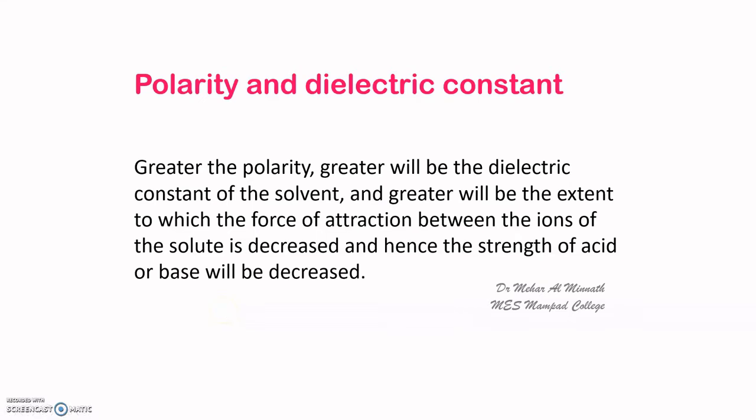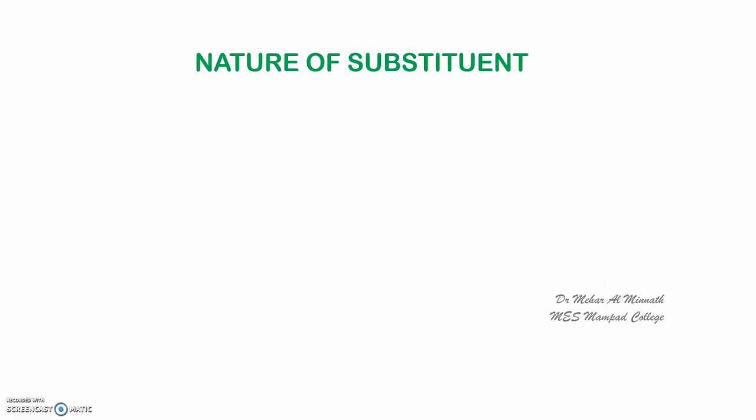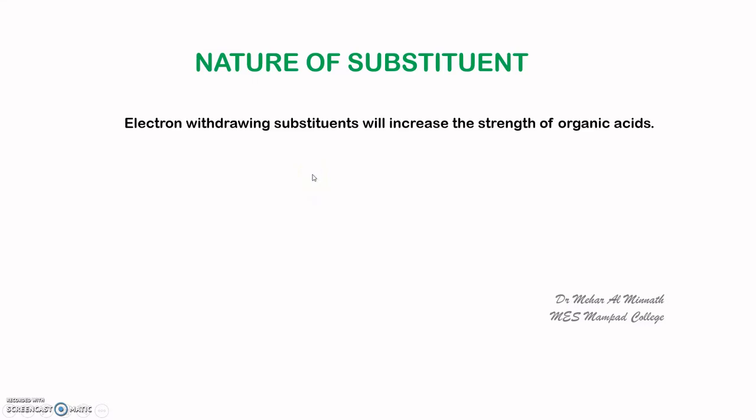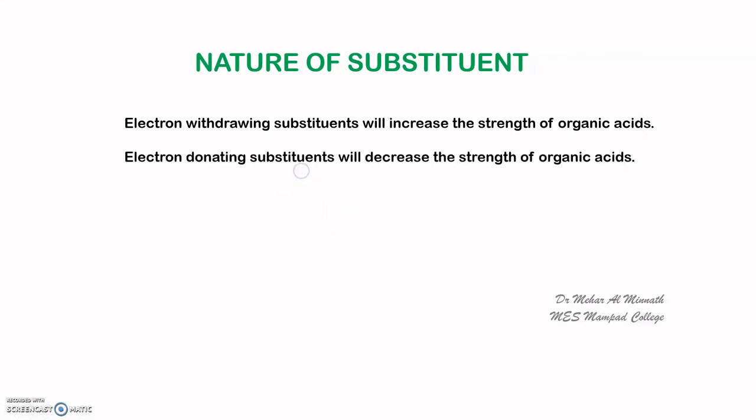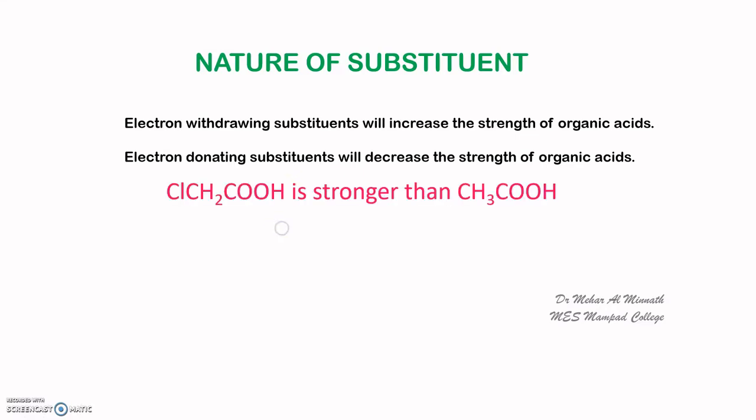So in polar solvent or solvent having high dielectric constant, the strength of the acid and base will be decreased. The next factor which decides the strength of the acid and base is the nature of the substituent. This is particularly for organic acids and bases. Now, the electron withdrawing or donating nature of the substituent decides the strength of acid and base. For example, in the case of organic acids, presence of an electron withdrawing substituent will increase the strength of the acid, and presence of an electron donating substituent will decrease the strength of the organic acid.